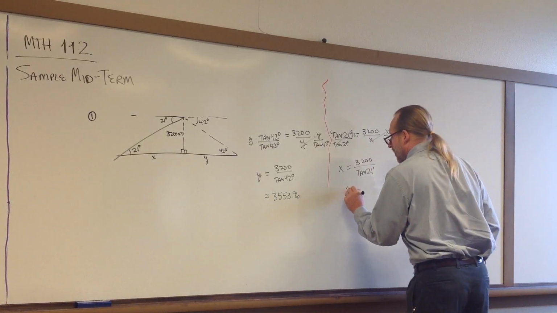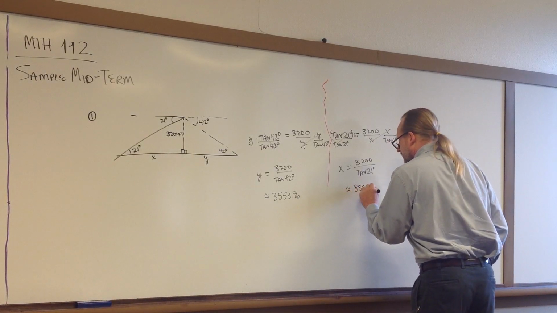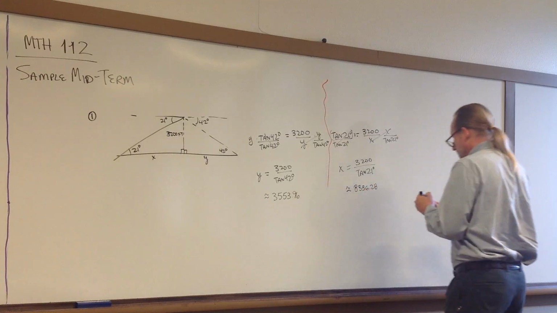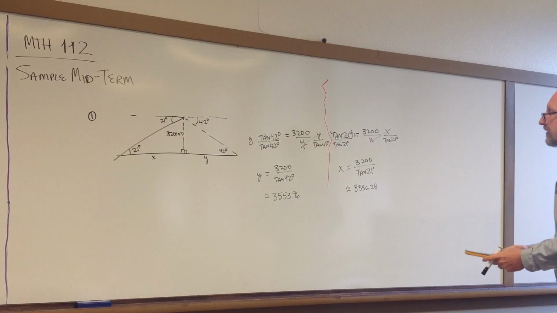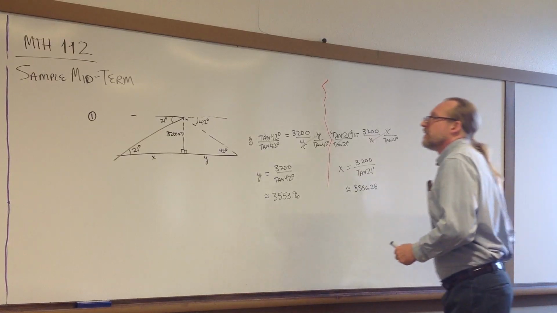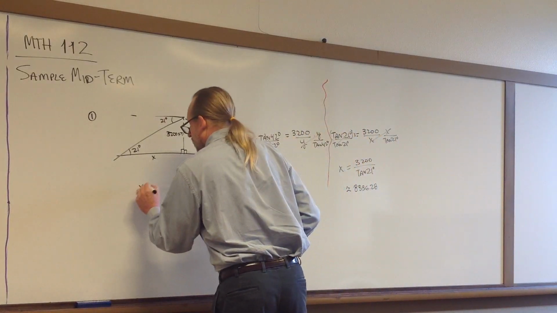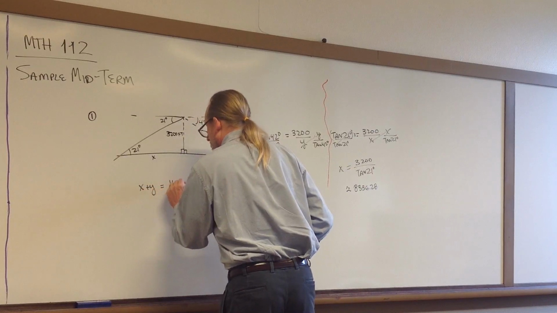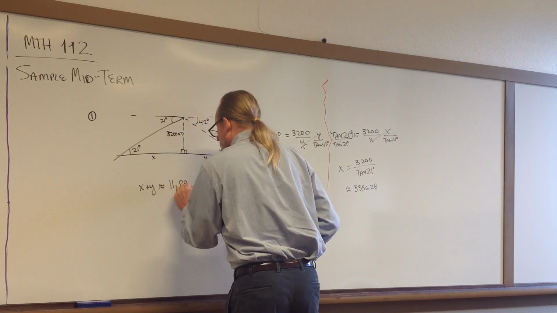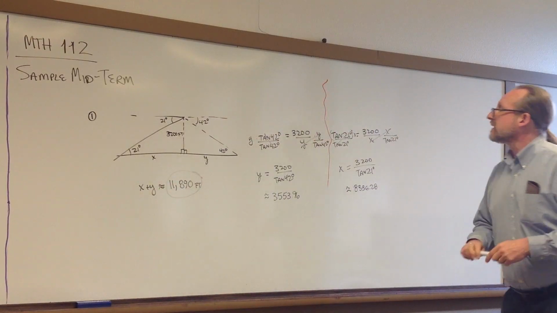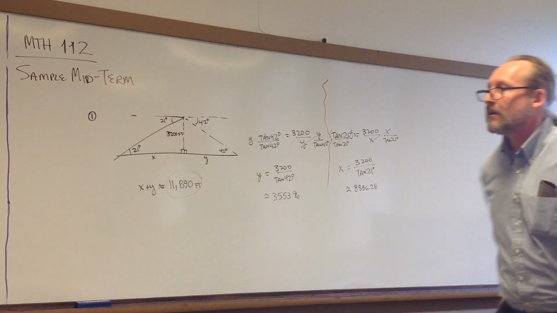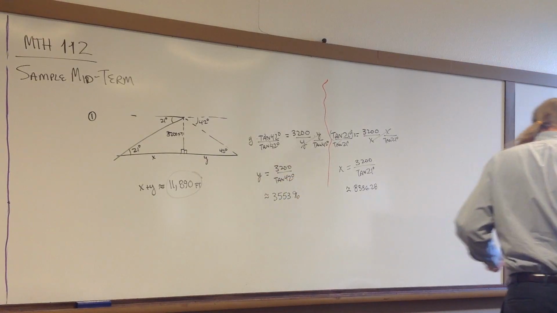That's 8,336.28. And then we want to add on the 3,553.96, and that comes out to 11,890 feet. Okay, I'm going to give up on the black marker, and I will use the red one.